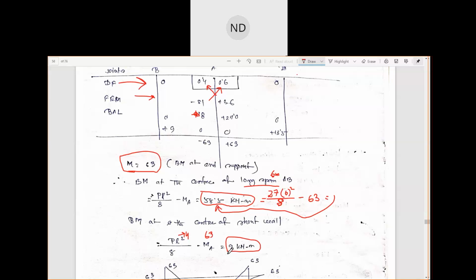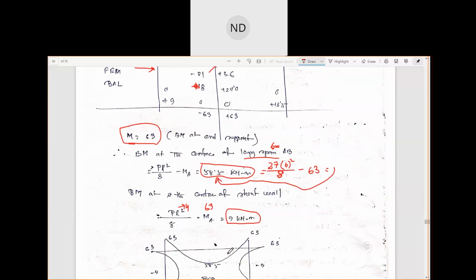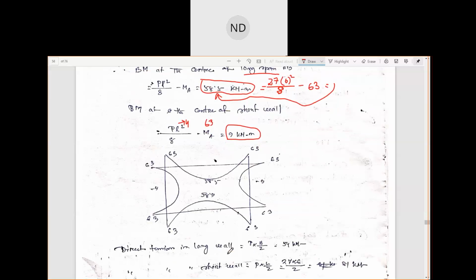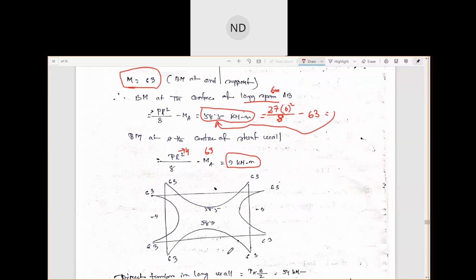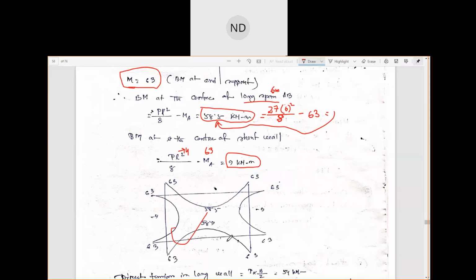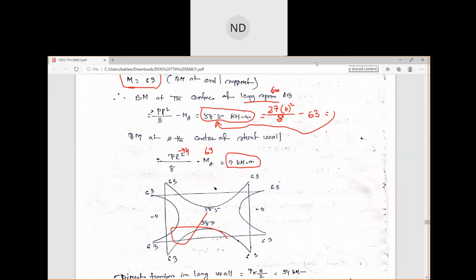Now we also have to find out the tension. This is a little bit wrong, I'll just show the annotation here.